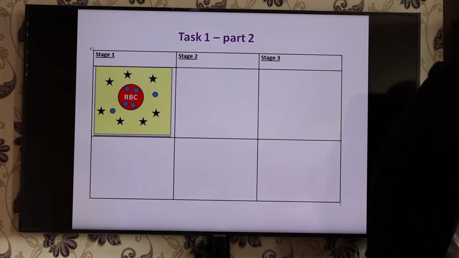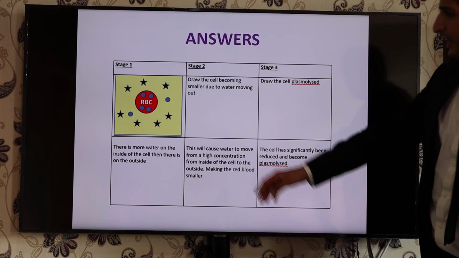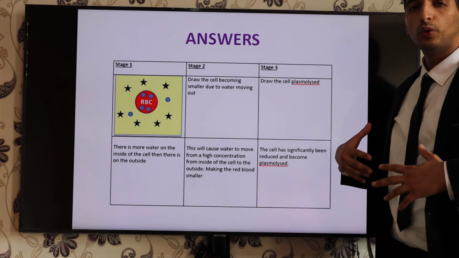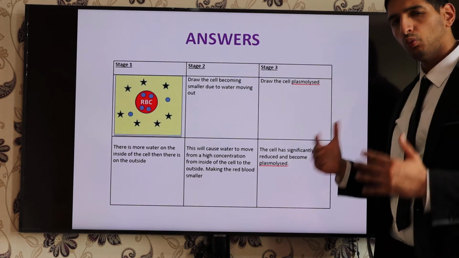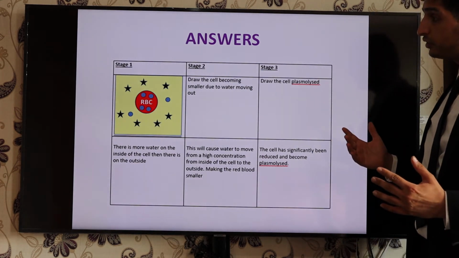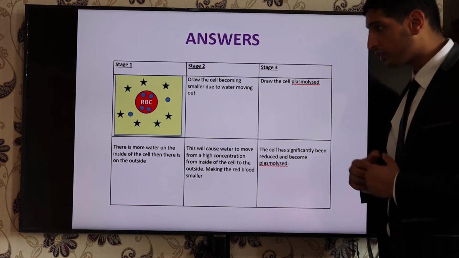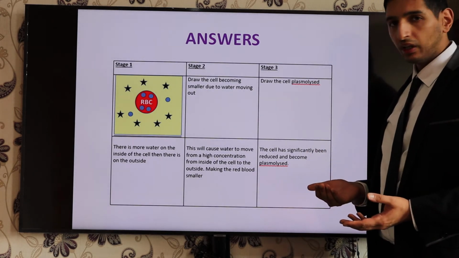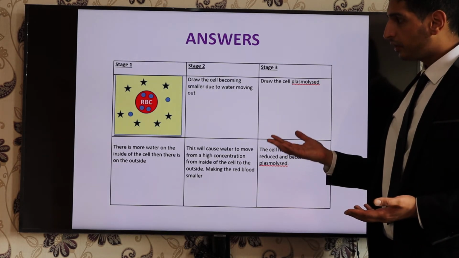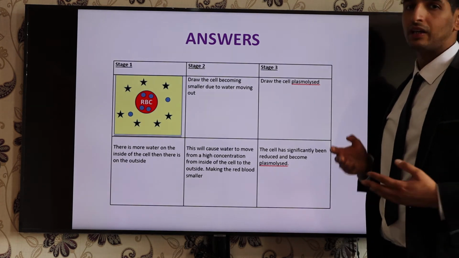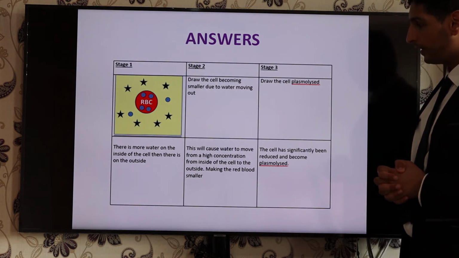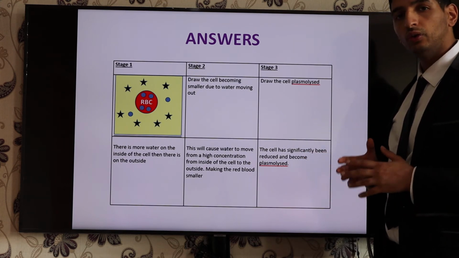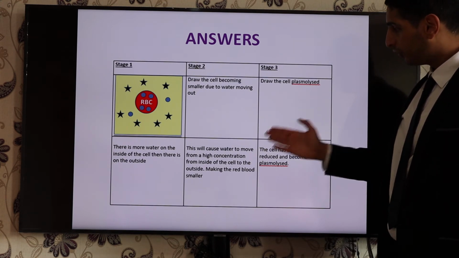Now, let's have a look. This red blood cell would become smaller or lose mass, or what we say would become plasmolysed. Why? Well, the reason is because there's more water on the inside of the red blood cell than on the outside, in the sugary solution present. Therefore, this red blood cell will lose mass and it will become smaller. And like I said, it's all about the solution that you put the red blood cell in. So there are the answers there.